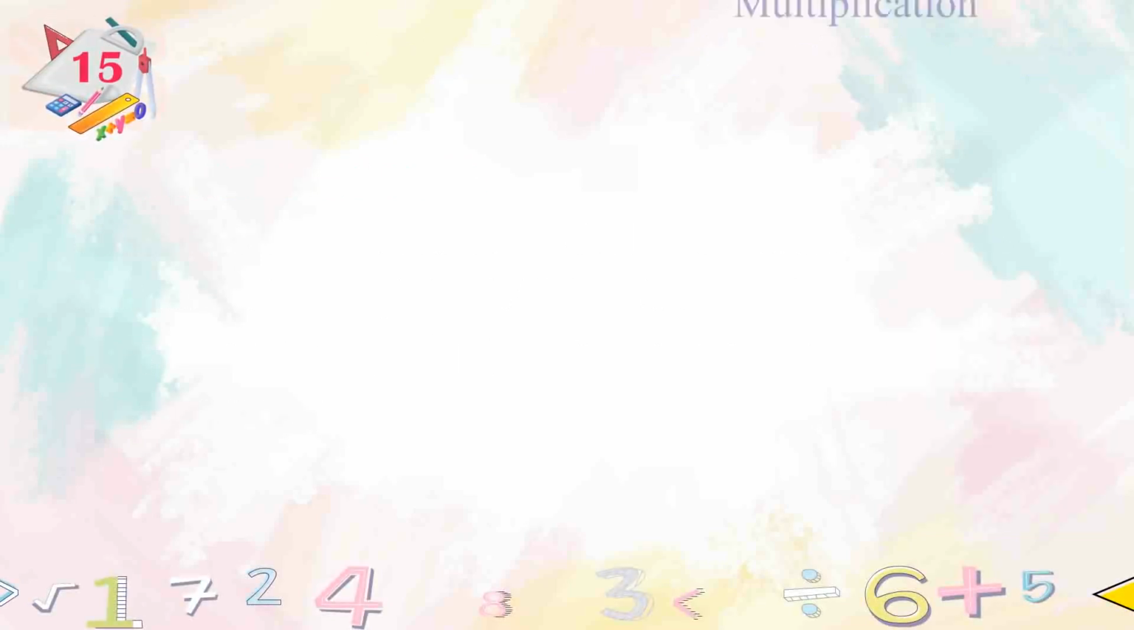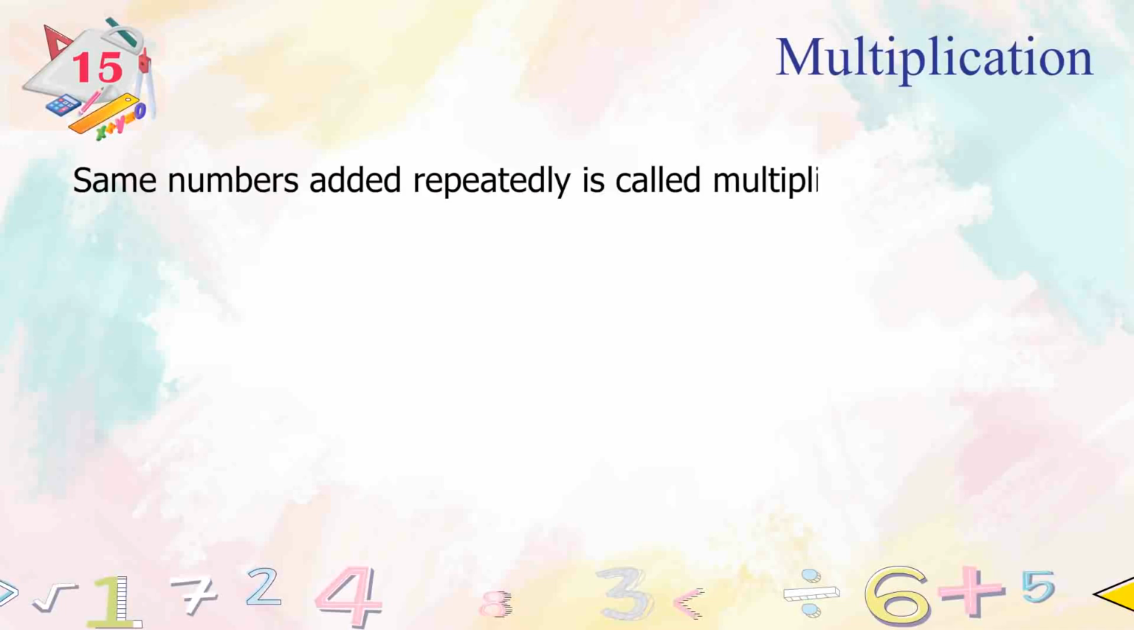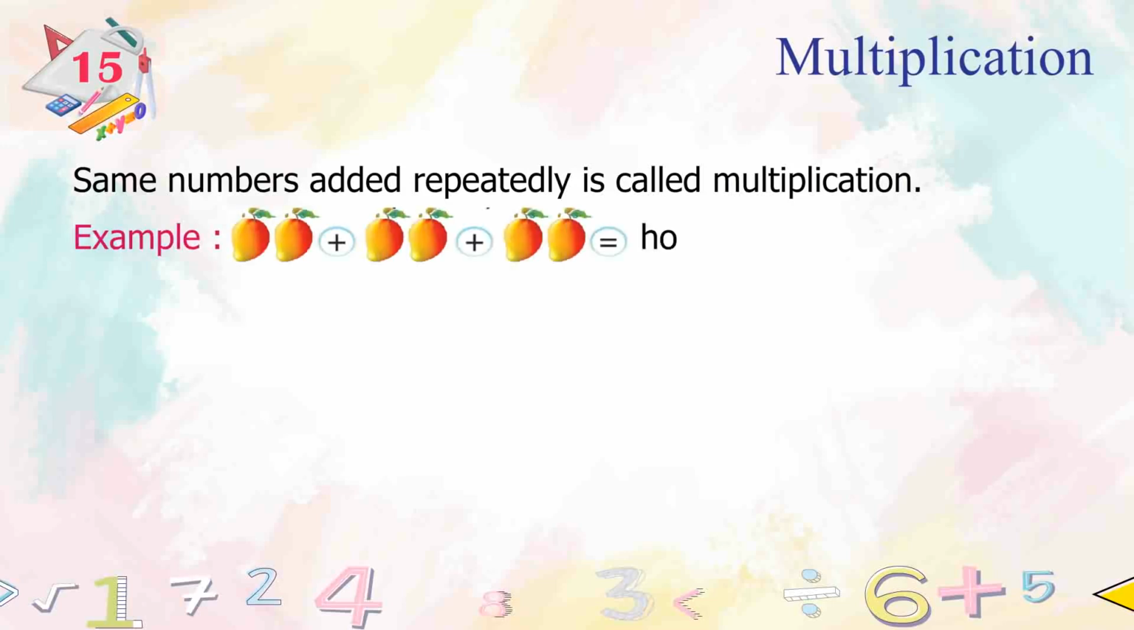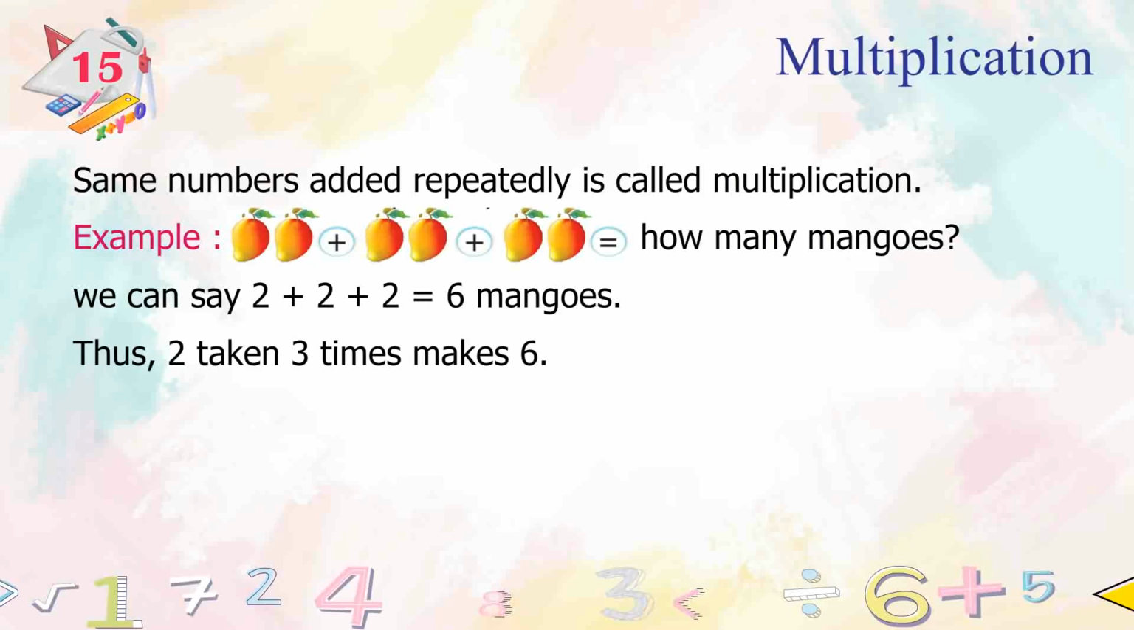Chapter 15. Multiplication. Same numbers added repeatedly is called multiplication. Example: 2 mangoes plus 2 mangoes plus 2 mangoes is equal to how many mangoes? We can say 2 plus 2 plus 2 is equal to 6 mangoes. Thus, 2 taken 3 times makes 6.